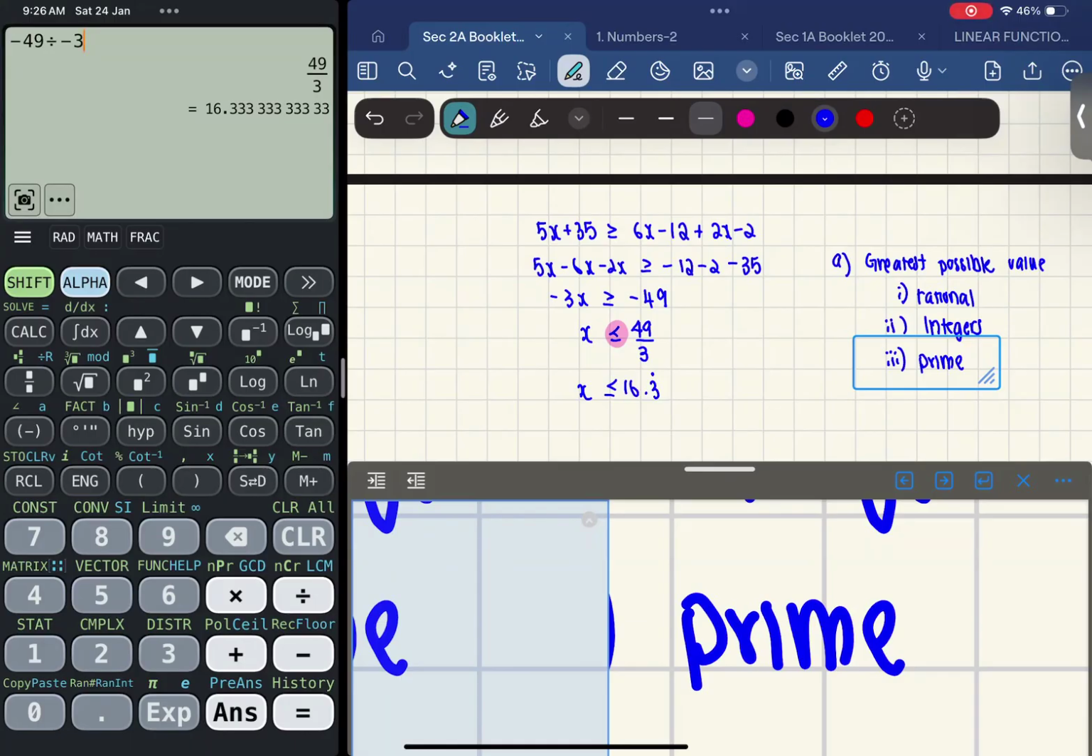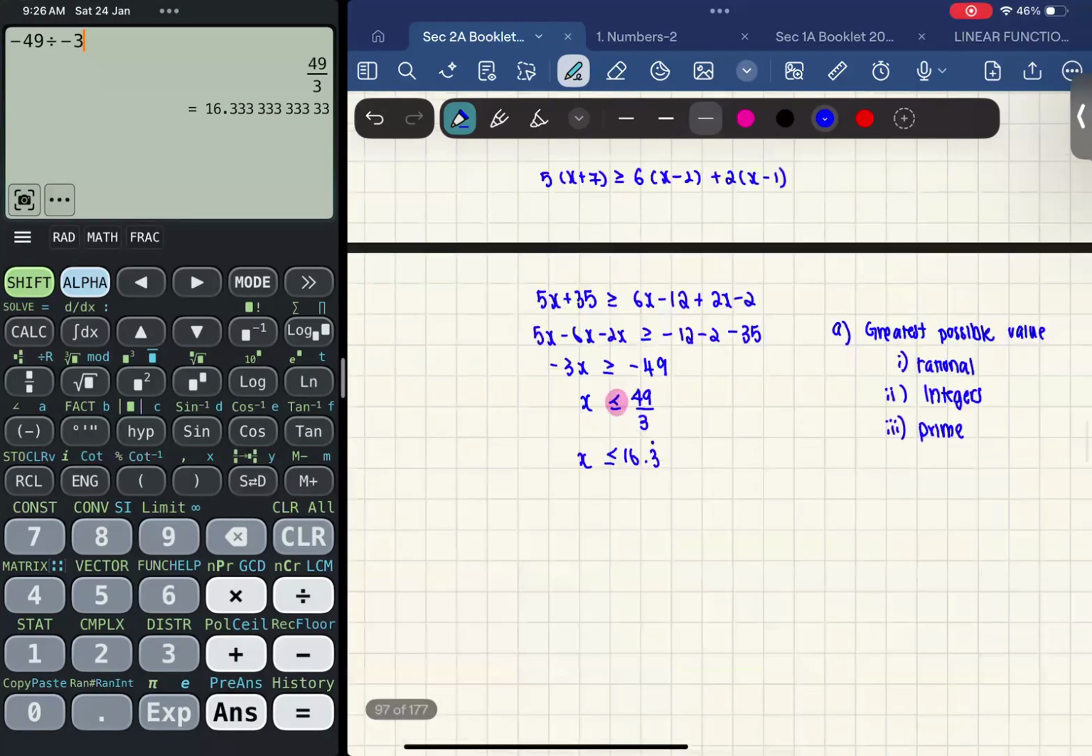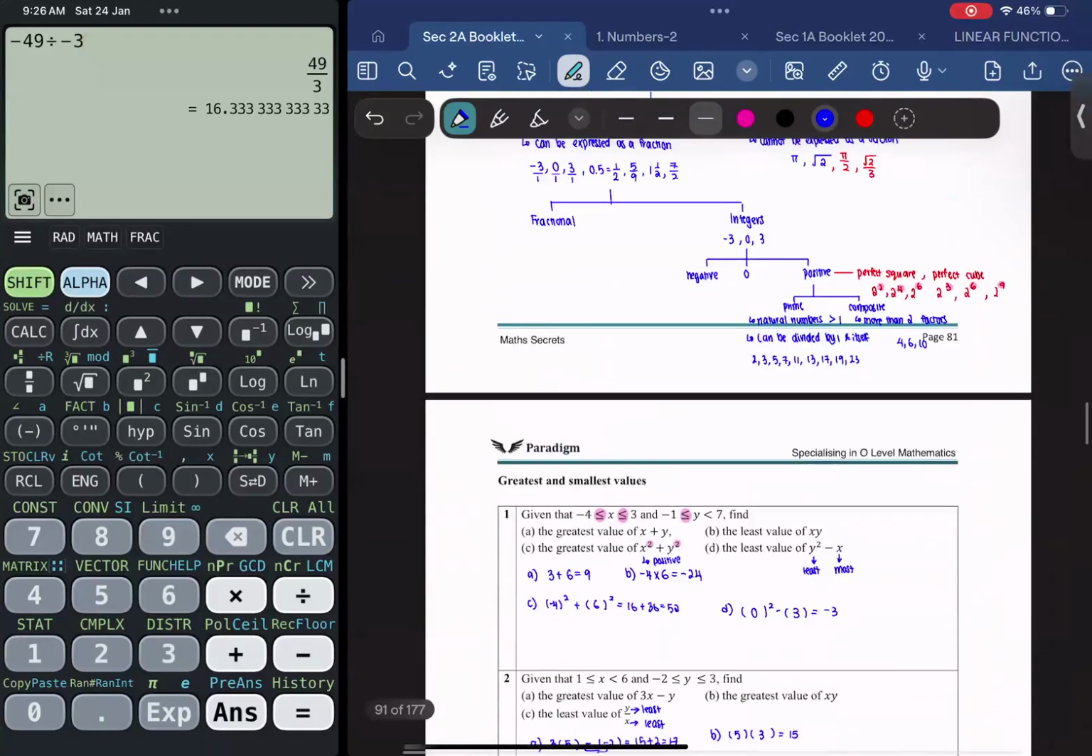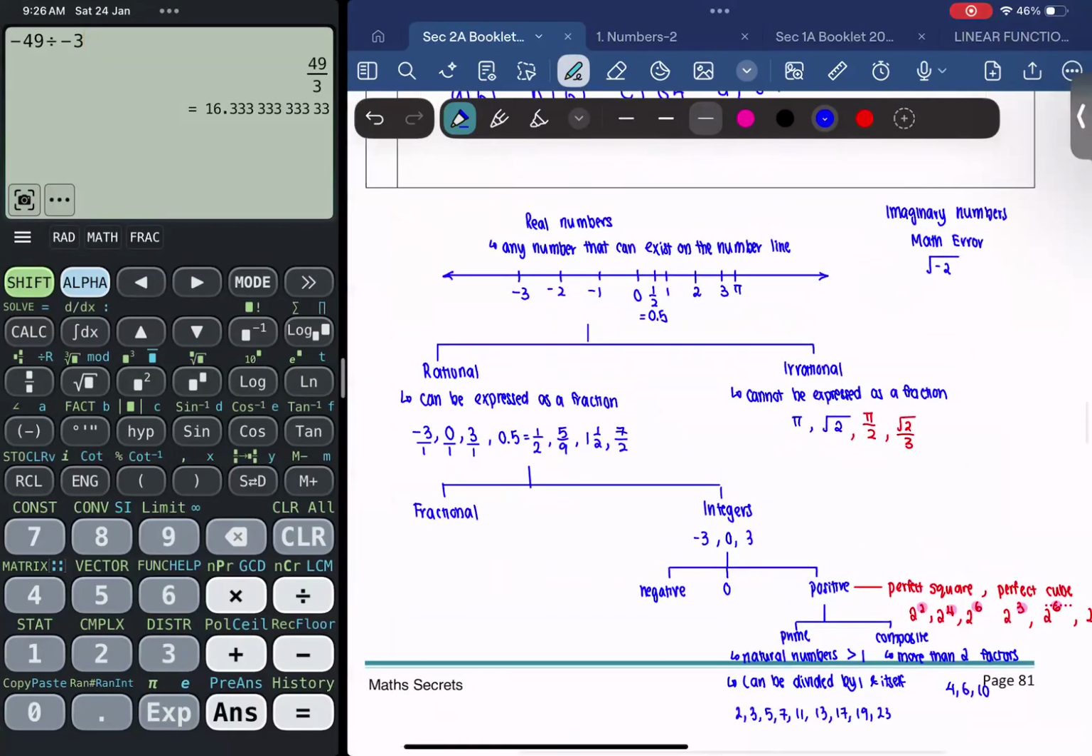What is an integer? What is a rational? What is prime? I think last week we actually wrote a summary sheet, if I'm not wrong. Here. We wrote everything, so be sure to revise this page as well.